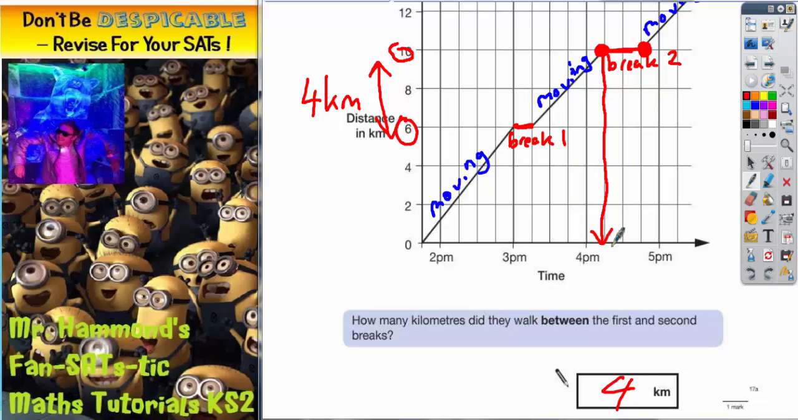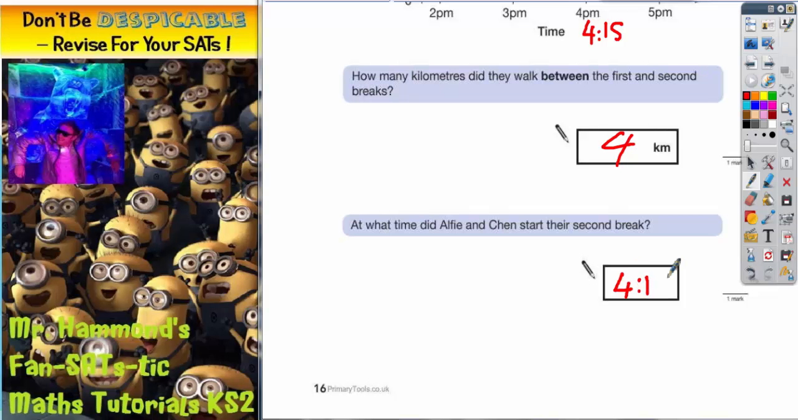So we need to figure out what each little gap is worth. Now, 4 p.m. to 5 p.m. is obviously an hour, and we've got 4 little gaps. So if you split an hour into 4 little gaps, that means it's 15 minutes each. So it's going to go 4 o'clock, 4:15, 4:30, 4:45, 5 o'clock. So this time that we're interested in here is going to be 4:15. And that's the second answer, 4:15.